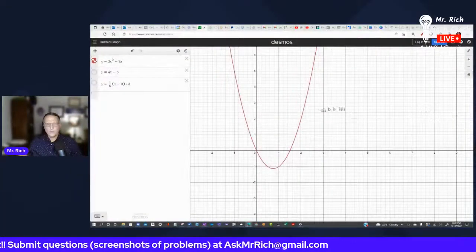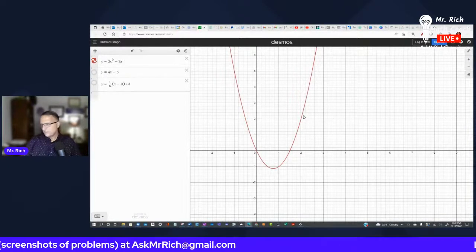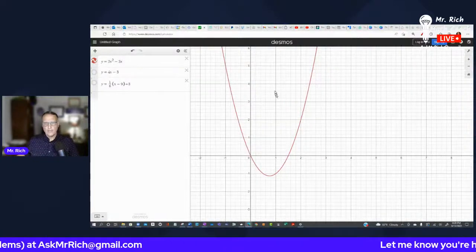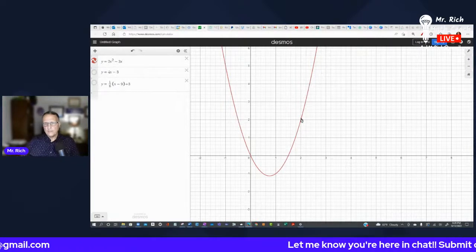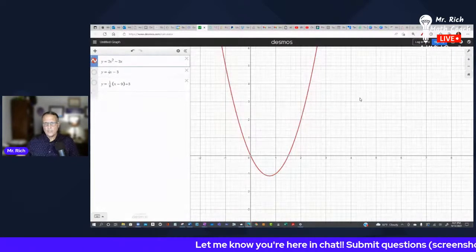And this back. Okay, so this is our 2x squared minus 3x function that we're looking at here. Now, you'll see that indeed 2 is a point that is on this function.